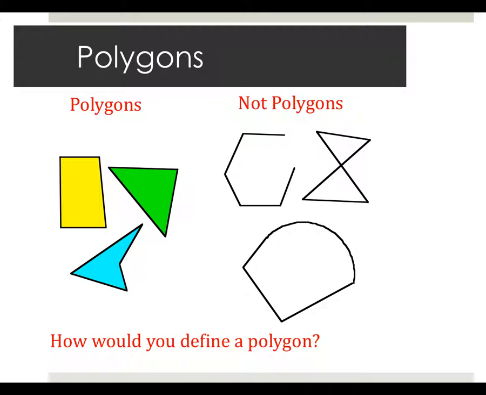So let's start with this one, polygons. On the left are polygons. On the right are things that are not polygons. So the question for you today is, what's a polygon? Let's write some definitions.